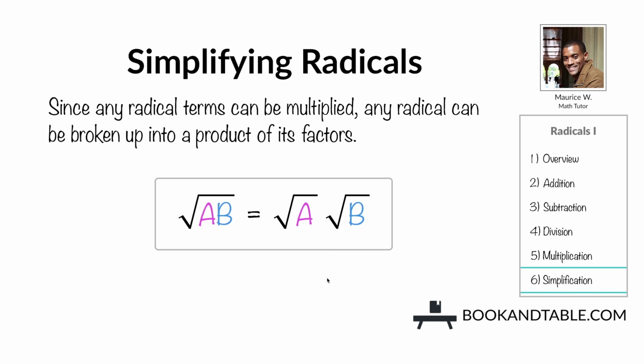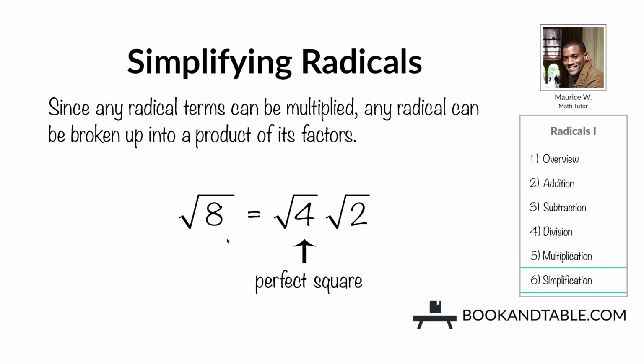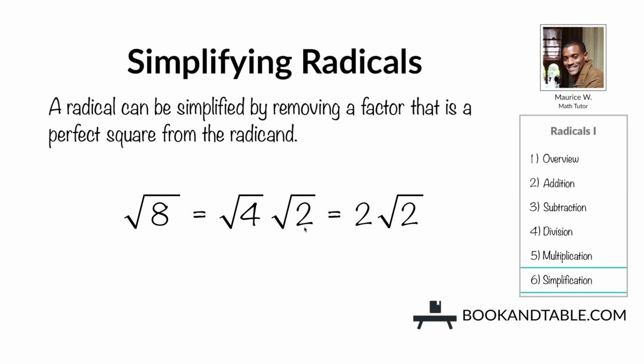All right, so since any radical terms can be multiplied, then any radical can be broken up into a product of its factors. So let's take a look at this with actual values. Let's say we had the square root of 8, or radical 8, and we wanted to simplify it. We would break it up into a product of radical 4 times radical 2, and we choose these two factors of 8 because 4 is a perfect square. We can find the square root of 4, which is 2, allowing us to simplify radical 8 into 2 times radical 2.